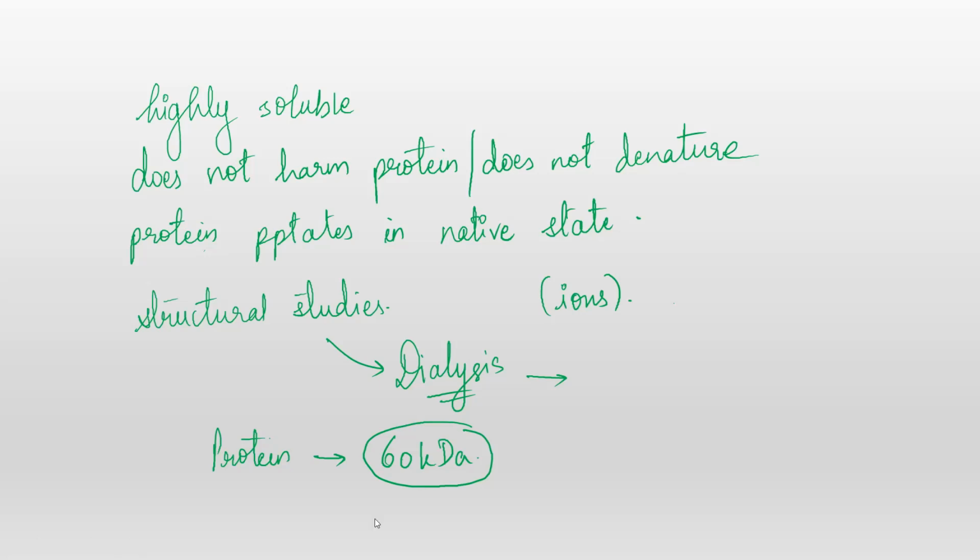So my protein is 60 kilodaltons and I want to retain it in the dialysis bag. What should be the cutoff value of the dialysis bag? If I want to keep the protein inside, should it be more than the protein's molecular weight or lesser? You can type your answers in the chat box.